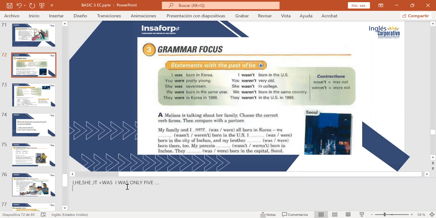I was only five. Then we said that the pronouns you, they, and we were. Okay. And we have the negative of was is? Wasn't. That's the right pronunciation. And wasn't is equal was not. And what is the negative of were? Weren't. And weren't is equal were not.